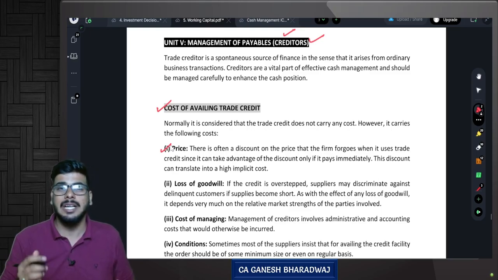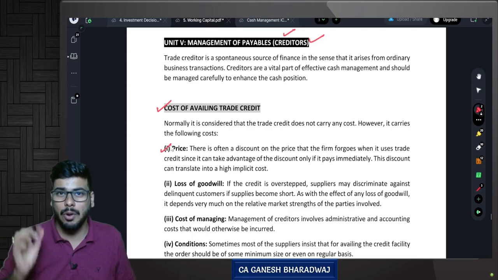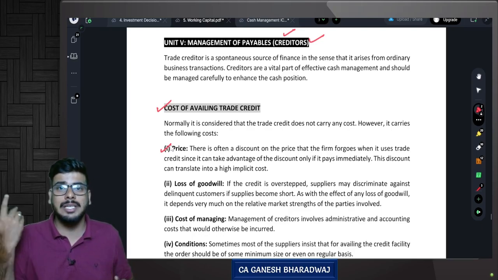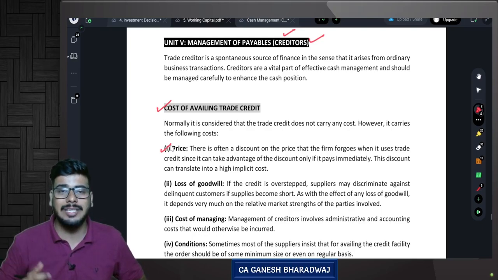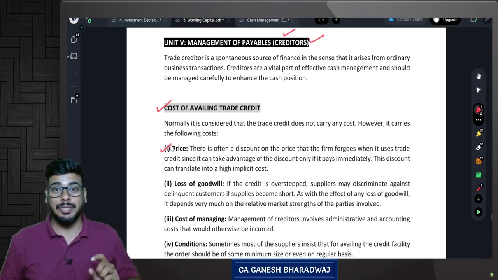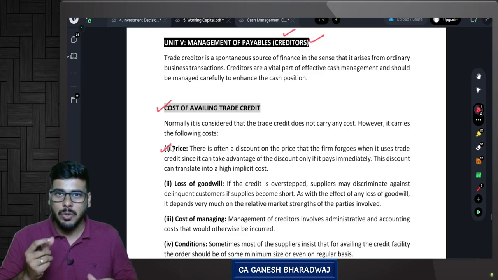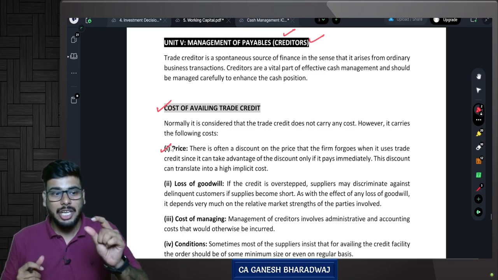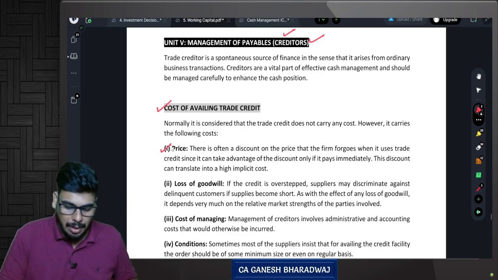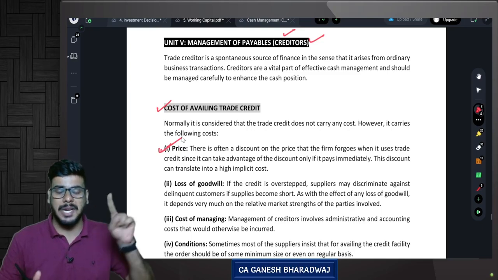if you pay today and purchase it, the supplier will give you a discount. Why? Because you're making the payment today itself and you're carrying the goods, the cash and carry model, correct? Suppose you say, I want 3 months credit. Then the supplier will not give you the discount. So technically, you are losing out on the discount because you are going for a credit period. Are you clear with this?